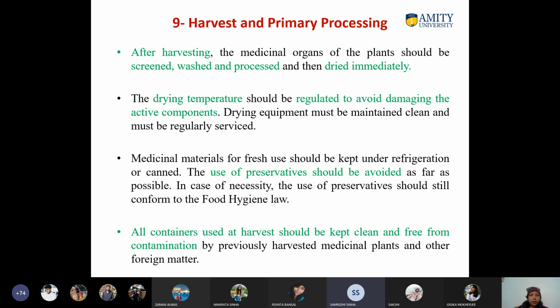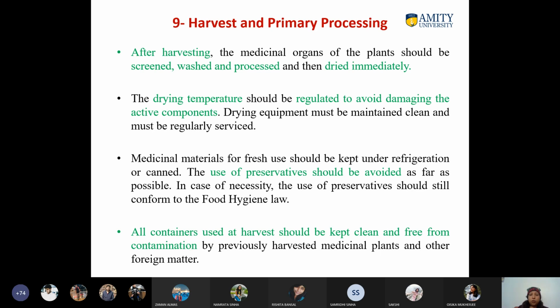Yes. So here it is being told that when you have harvested your plant, it is necessary that it should be screened. Screening means it has to be sorted out: if there is any foreign material, dust, dirt, grit or stones, you have to separate them out. Okay? Then you have to wash them. Generally the washing is not done with water; in very few cases you wash it with water, but generally washing is done with dry air at high pressure, so that all the dust and dirt are removed.